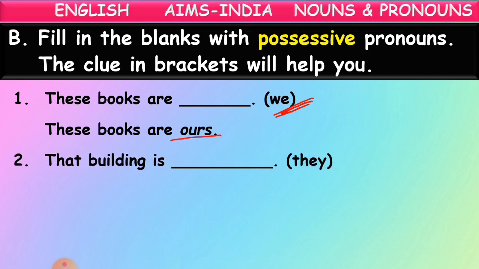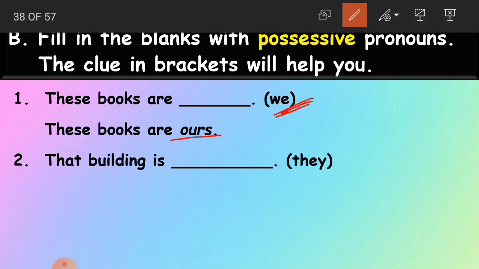And the second sentence: that building is dash. Here the pronoun is they. They must be changed to what? Theirs. That is T-H-E-I-R-S, theirs.